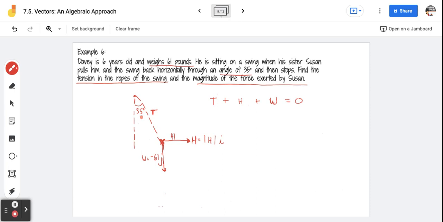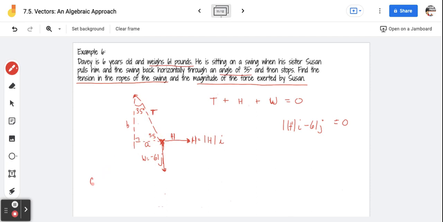All right, so let me bring this over here. I can go ahead and insert negative 61j in for w. And h, I'll just leave as the magnitude of h times i. And then for t, I need to express this vector. Let me close the right triangle here. That angle's 35, so this angle would have to be 55. I'll use A and B to represent the horizontal and vertical components of this vector. Over here to the side, let me express the magnitude of t.